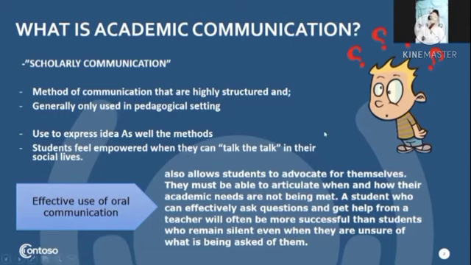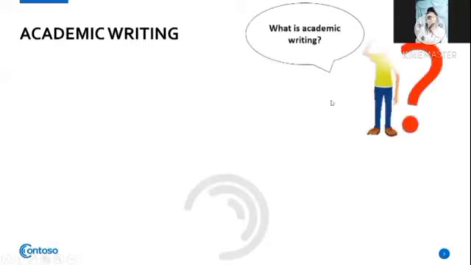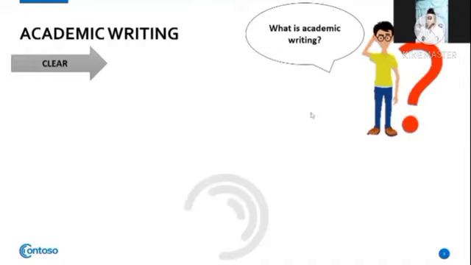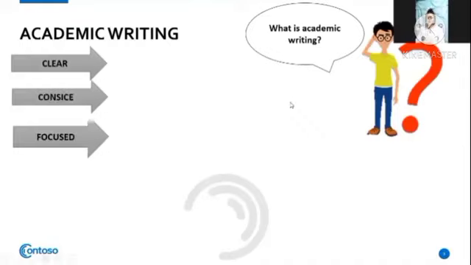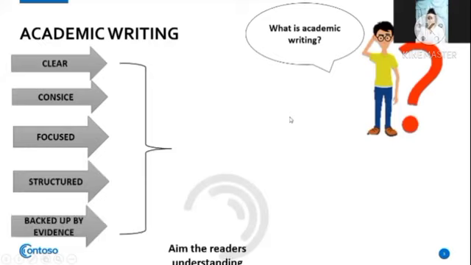Next slide, we will be going to discuss academic writing. So, let's define again, what is academic writing? In academic writing, it must be clear, concise, focused, structured, and backed up by evidence. The purpose of this is to aid the reader's understanding.